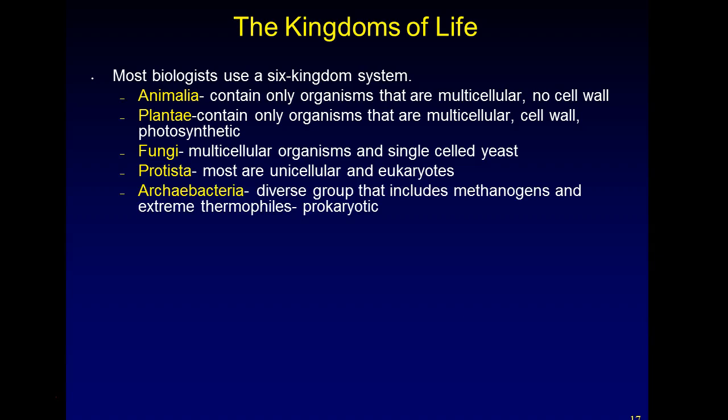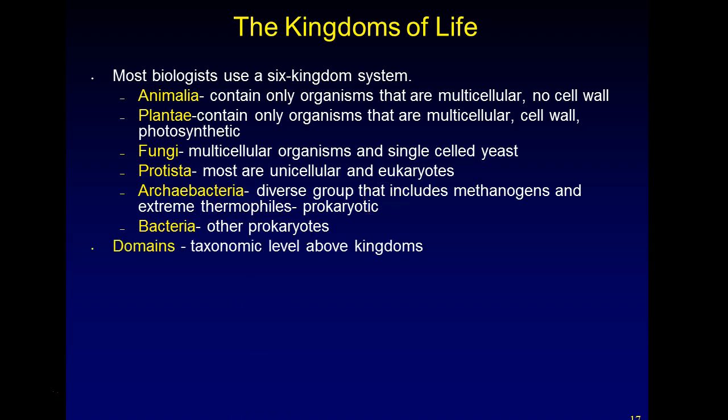Archaeobacteria are very diverse. They include methanogens and extreme thermophiles. They're prokaryotic. But we also have bacteria, which are other prokaryotes, but these two actually have their own domain, which we're going to get to because they're so diverse and so different from each other. So domains, here we are. Domain is the largest taxonomic group. So there are 3 domains. So we fit all of these kingdoms into these 3 domain systems.